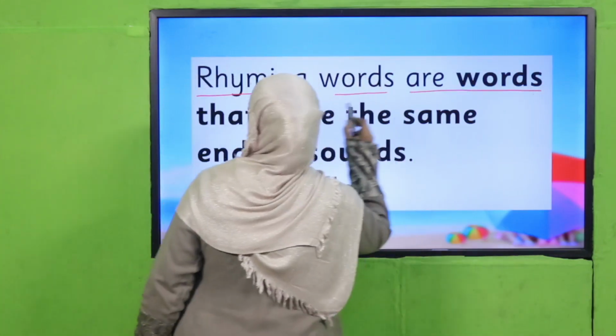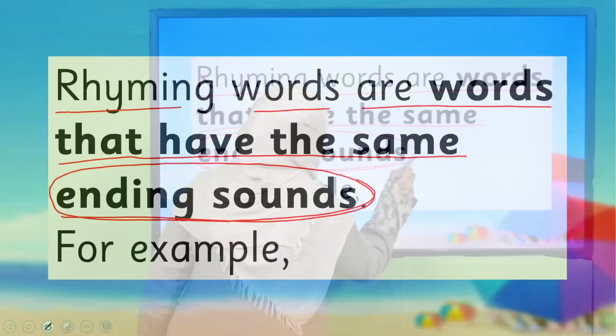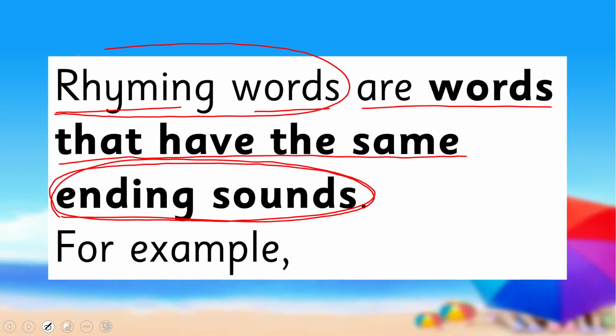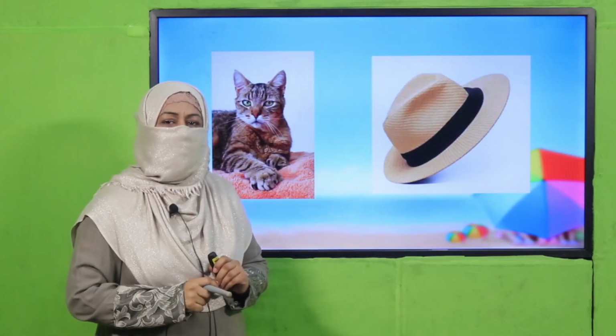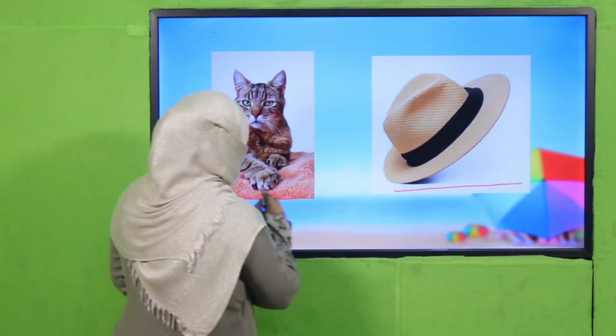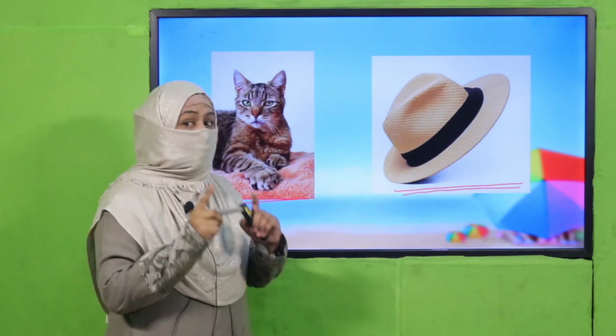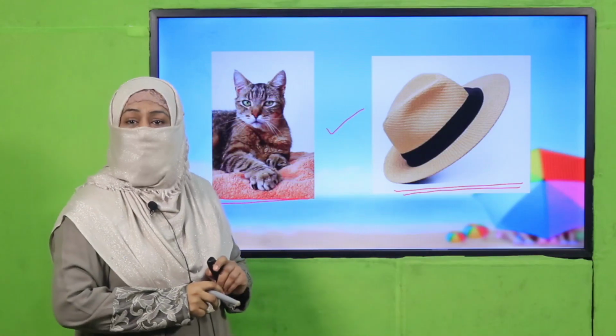Rhyming words are words that have the same ending sound. We know what ending sound is. So the words which end on the same sound are rhyming words. Okay? So beta, whenever you hear a word, if you focus on its ending sound and another word is ending on the same ending sound, it means those two words are rhyming words. For example, now listen, cat, hat. Do you hear the same ending sound? Yes, that's why these two words are rhyming words.